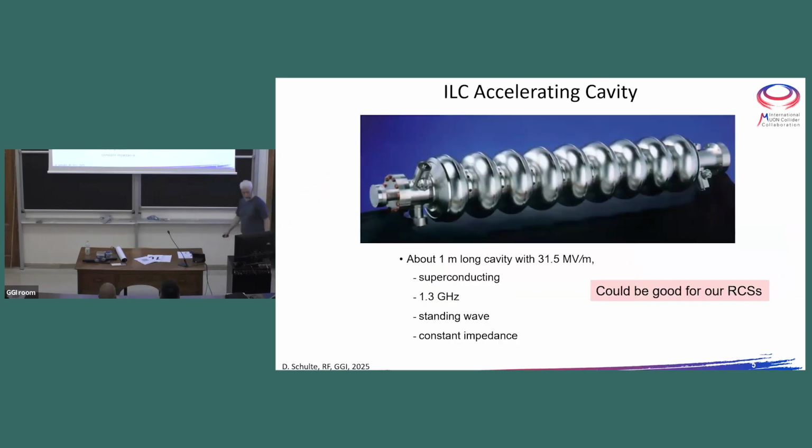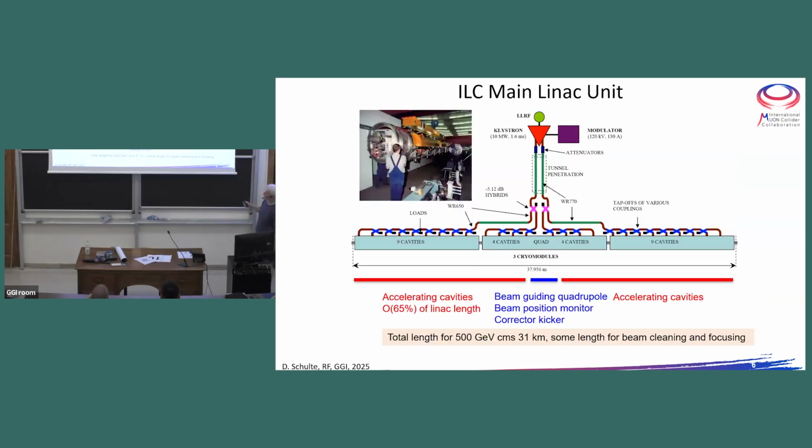Okay, now let's look at an ILC cavity, which actually happens to be the one that we believe we can use in the RCS, even. Okay, that was a pleasant surprise. So this here is a 9-cell cavity. You can count that. It's roughly 1 meter long. The effective length is actually 1 meter and 3.6 centimeters. It has an operating gradient of 31.5 megavolts per meter. It's superconducting, standing wave. Come back to that. And it has a constant impedance, which is always there. So this is what we believe we can do.